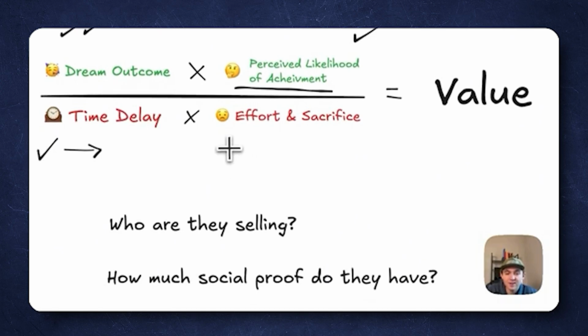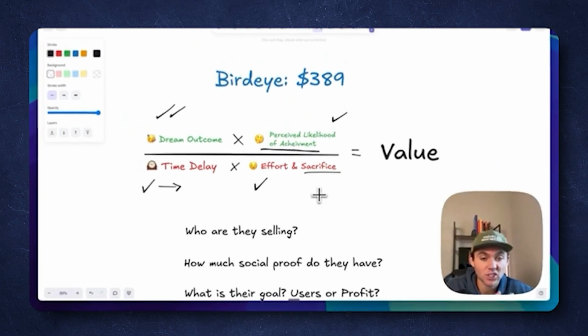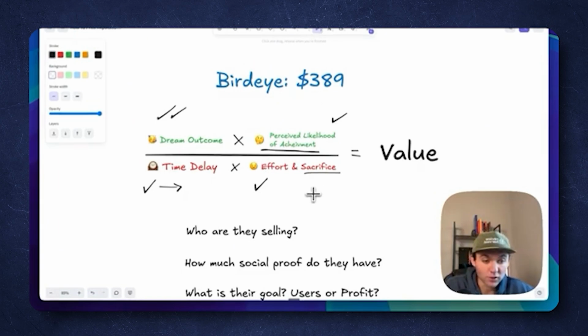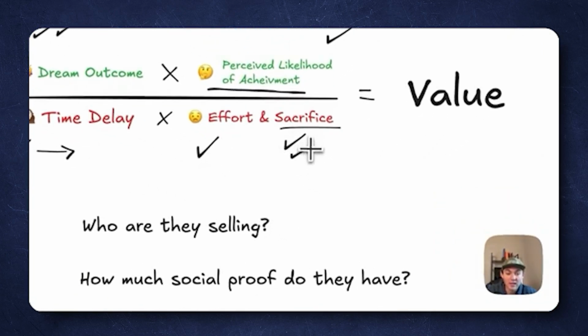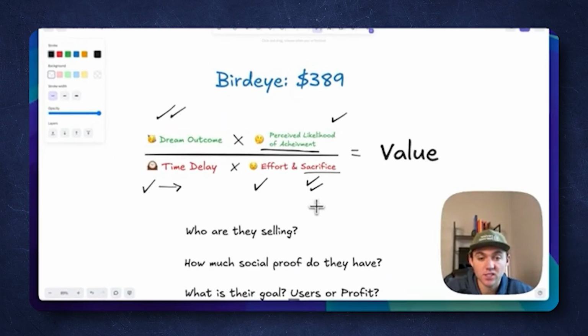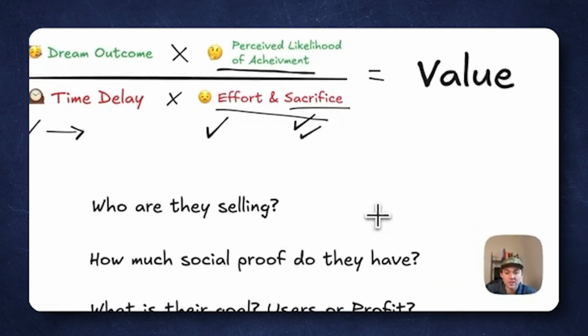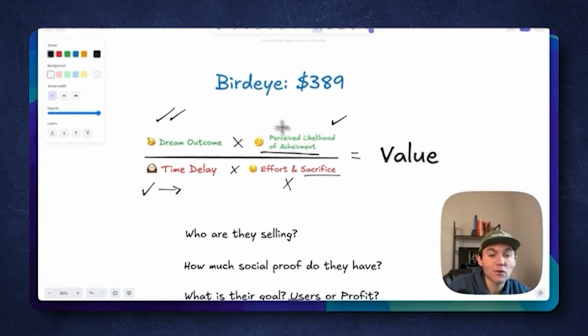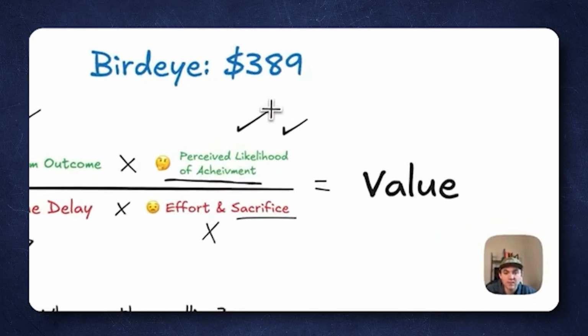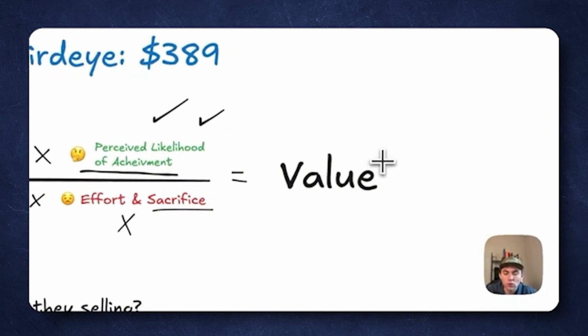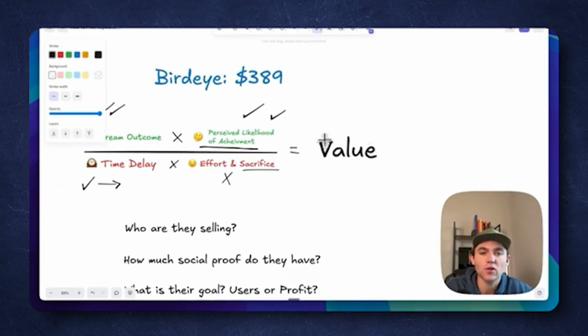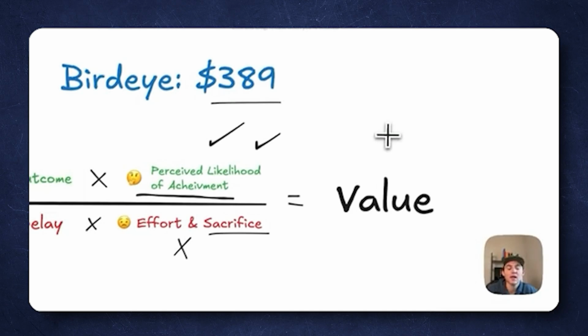In terms of effort and sacrifice, it sounds like you're probably going to get on an onboarding call. You might have to sacrifice what you already know, right? You're going to have the cost of change. You're going to have to change your operations. Since BirdEye offers a whole bunch of messaging features, you might have to learn how to use an app or train your employees on how to use an app. So you're going to have that cost of change when it comes to effort and sacrifice. But at the end of the day, where BirdEye really excels, in my opinion, is this perceived likelihood of achievement. They've got loads of social proof. They're a big dog in the space. And so they're able to charge $389 a month as their lowest monthly price and get that.